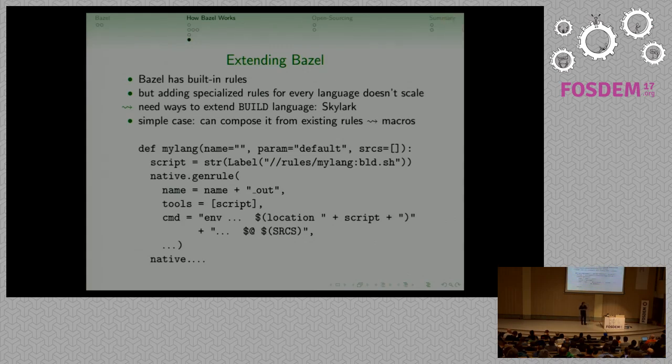And here's an example of how such a thing looks. And as promised, the language really looks like Python, including that you can pass parameters by name and not only positionally, which is very useful. You can add default values for parameters. You can do some simple computations. And then you can map it to already existing rules, like the genrule, which is a native rule.